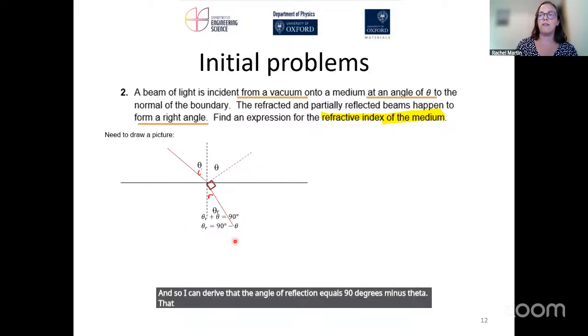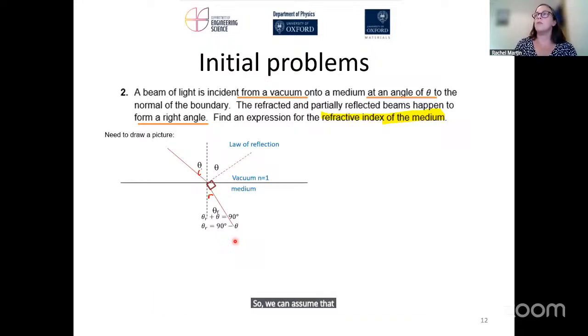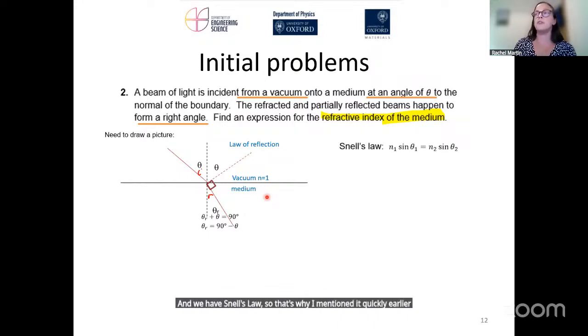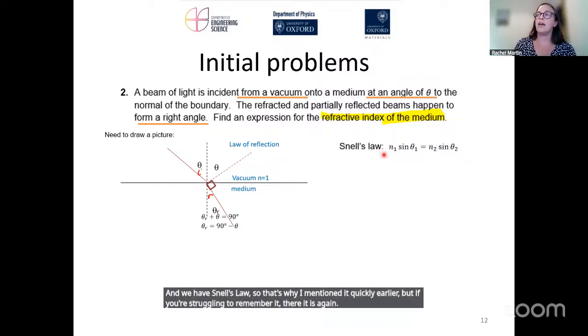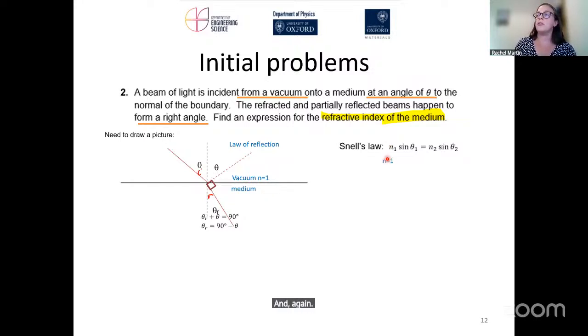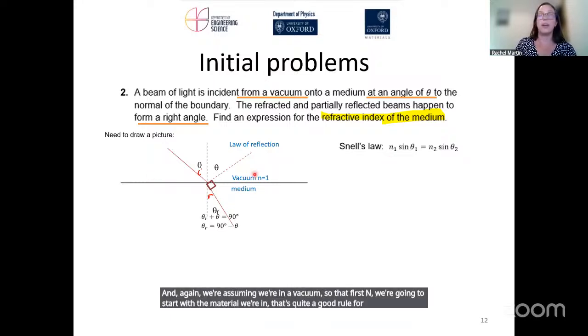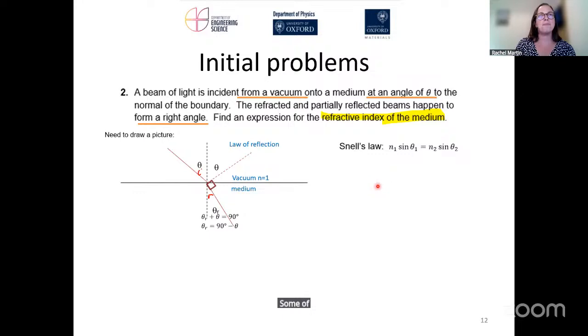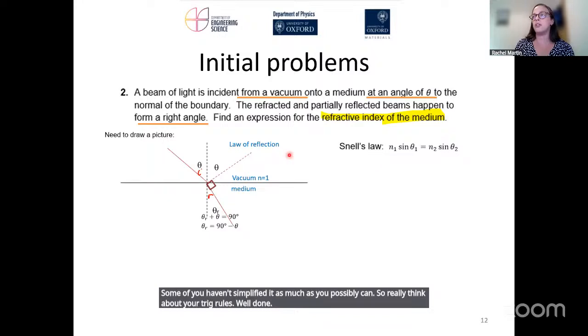That becomes useful. A few people have got to the correct answer. Well done. So we can assume that as we've got a vacuum here, we assume a refractive index of 1, and we have our medium, I've labelled it, and we have Snell's law. So that's why I mentioned it quickly earlier, but if you're struggling to remember it, there it is again. And again, we're assuming we're in a vacuum, so that first n, we're going to start with the material we're in. That's quite a good rule for refraction, and a lot of you have got to the correct answer. Well done. But try and simplify it a bit more. Some of you haven't simplified it as much as you possibly can. So really think about your trig rules. Well done. Just try and keep an eye on the chat as well.